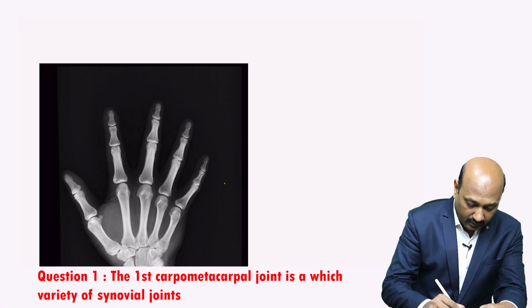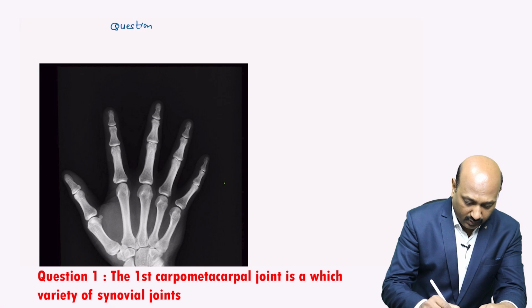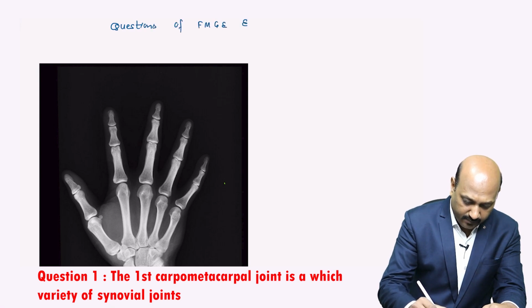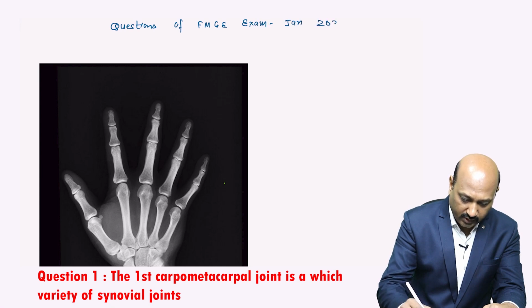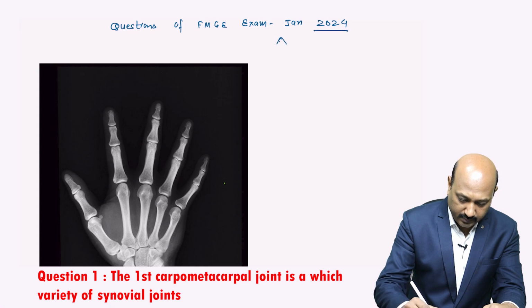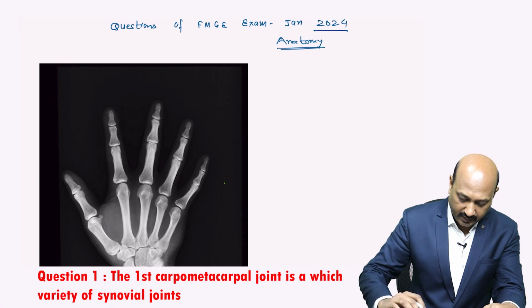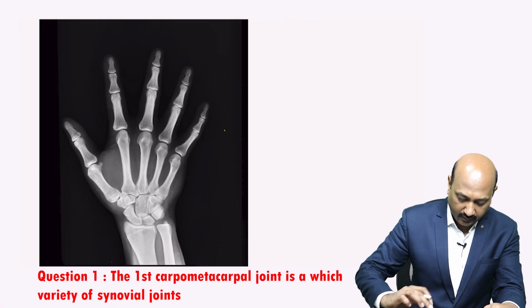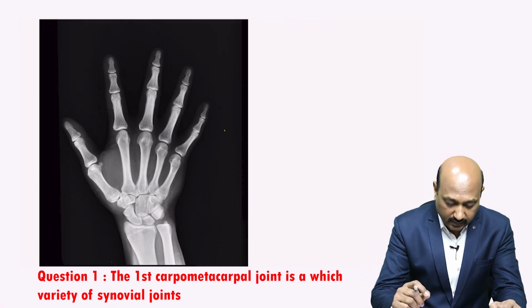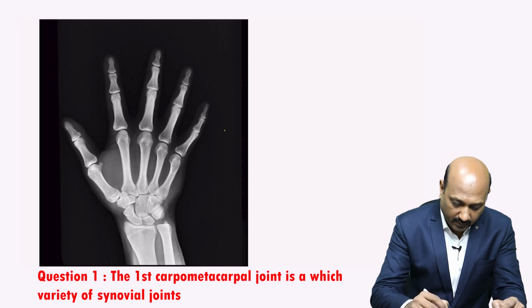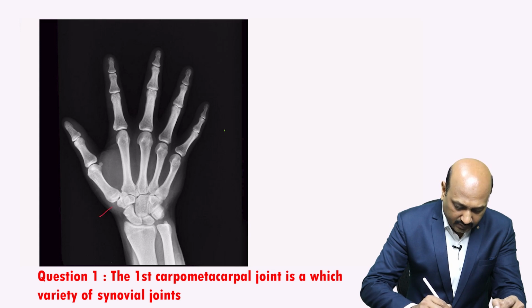So, the questions of the FMGE exam, January 2024, from the subject anatomy. The first question is from the topic joint, and the image that you can see here was given in the exam, and the question asks about the variety of this joint.